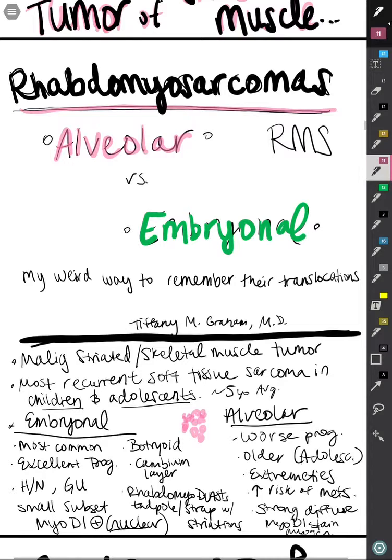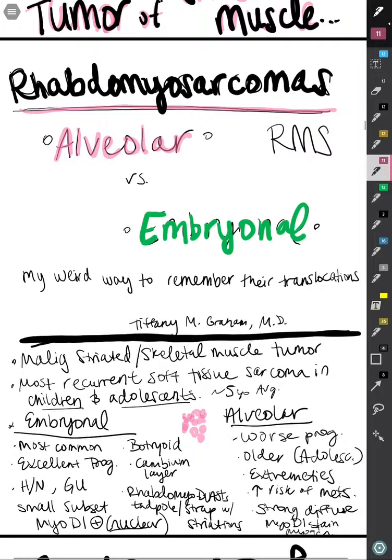With this, you do also see rhabdomyoblasts, which can be described as tadpole cells or strap-like cells, and because it is skeletal muscle, you'll see the striations here. A small subset of these embryonal rhabdomyosarcomas do stain with MyoD1, and it shows a nuclear positivity. But it's important to note that if you see strong and diffuse positivity with either MyoD1 or myogenin, it's probably not embryonal. You'd favor alveolar in that case.